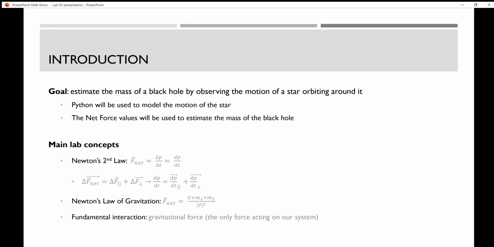In this lab, the fundamental interaction is the gravitational force between our system, the star, and its surroundings, the black hole. We will assume that this is the only force or fundamental interaction acting on our system.